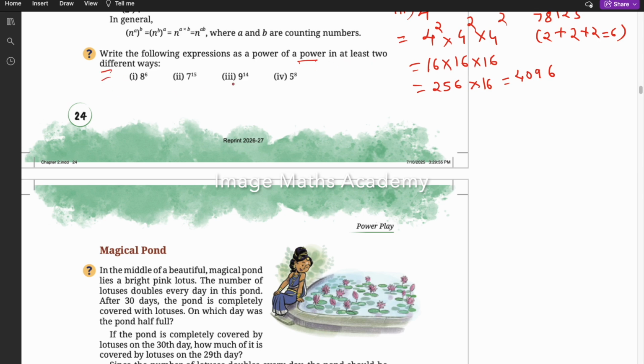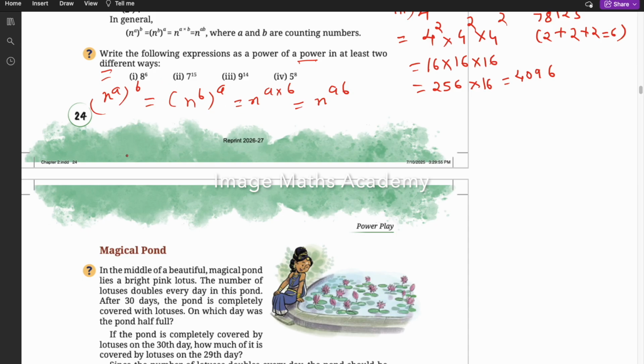Next question, write the following expression as power of a power in at least two different ways. दो different way में लिखना है as a power of a power. In general, n to the power a, bracket to the power b, which is equal to, you can write this as n to the power b, power a, which is equal to n to the power a multiplied by b, which is also equal to n to the power ab.